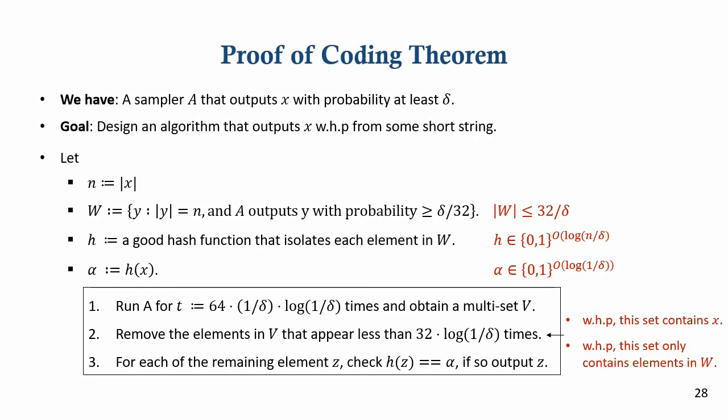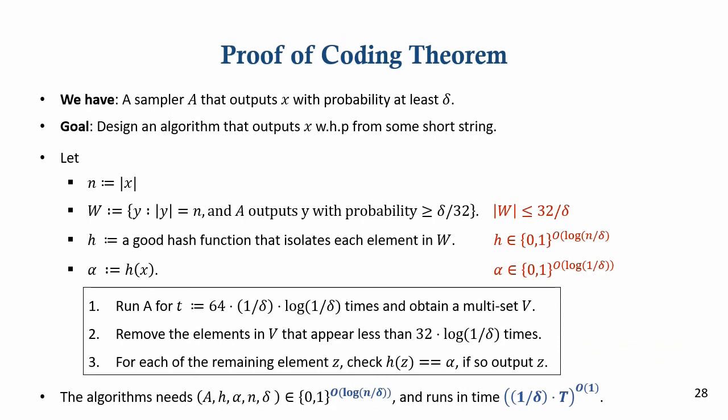Therefore, after this second step, with high probability, the set of remaining strings contains X, and it only contains strings in W. And also, since our hash function isolates the strings in W, given that this remaining set only contains strings in W, we can conclude that there is only one string in it whose hash value is the same as the hash value of X, which is X itself. And for the rest, we will apply the hash function to each string in this remaining set and check if the hash value is equal to alpha, which is the hash value of X. If yes, then we return the string. And this is the whole algorithm.